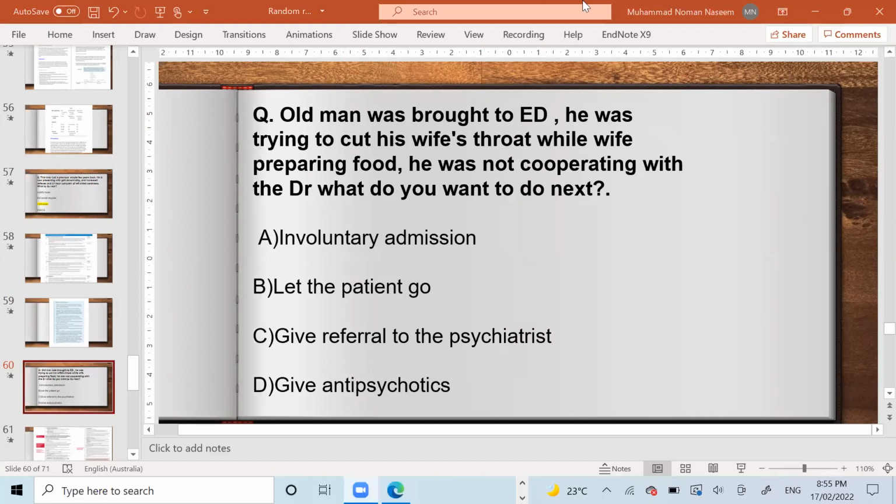All right. Our next question is, an old man was brought to the emergency department. He was trying to cut his wife's throat while preparing food. He was not cooperating with the doctor. Now, what do you want to do as a doctor next? A, involuntary admission. B, let the patient go. C, give referral to the psychiatrist.